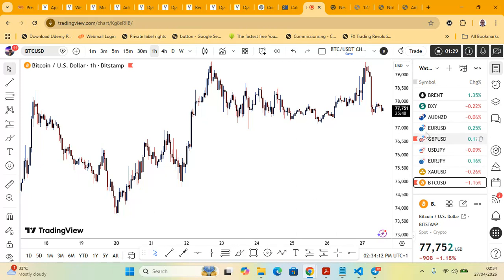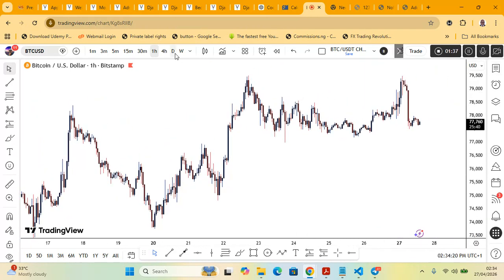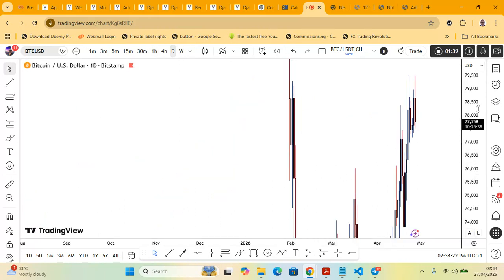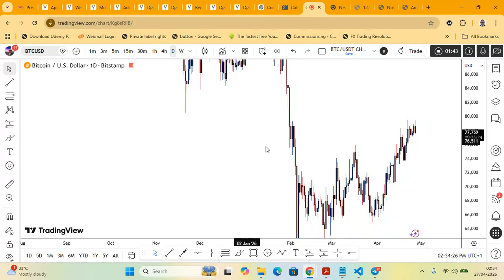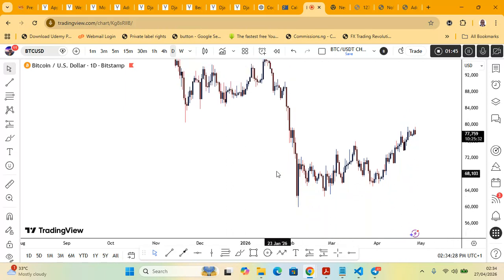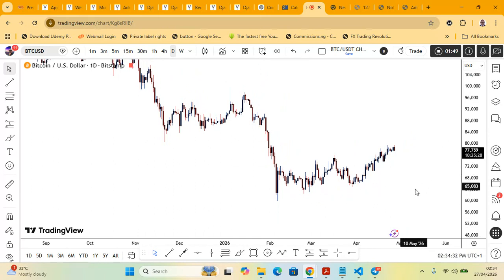So let us just start with Bitcoin. What is Bitcoin doing? All right, so guys, let's just look at this chart very briefly. You will see that from the daily time frame, we are going to be taking our long-term trade buyers from the daily time frame. We're going to be working from the daily time frame, guys.